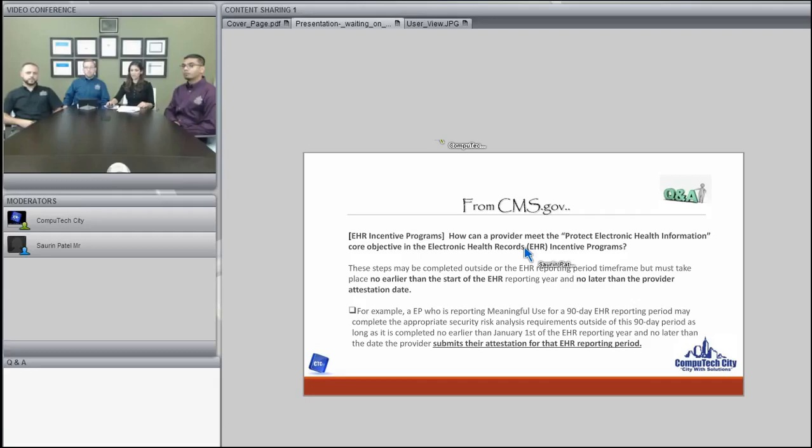And there is an example here for you. Again, this is straight from CMS. If an eligible provider is reporting meaningful use for a 90-day period, you may complete the appropriate SRA requirements outside this 90-day period as long as it's completed no earlier than January 1st, let's say 2014, and then no later than the day the provider submits their attestation. For example, for 2014, the deadline was March 20th. So you cannot do it anytime later than that.